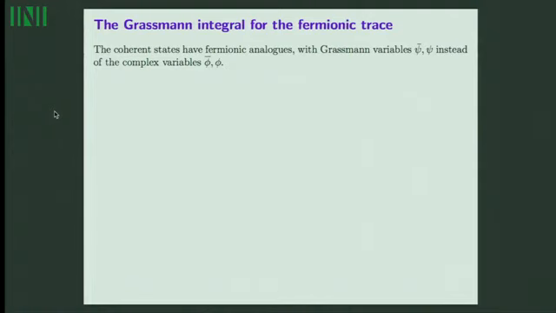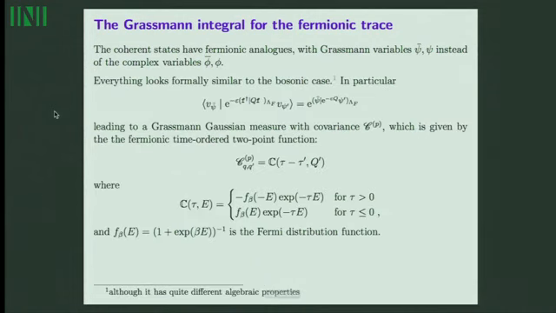And so that's why we introduce a Grassmann integral for the fermionic trace. And I will not go into the details. I will not bother you with them. Formally it all looks completely the same as for the bosons. It's just in reality very different because everything is antisymmetric instead of symmetric. But you get exactly the same stuff. So you get these quadratic forms exponentiated a second time. And instead of the bosonic two-point function, you get a fermionic time-ordered two-point function.